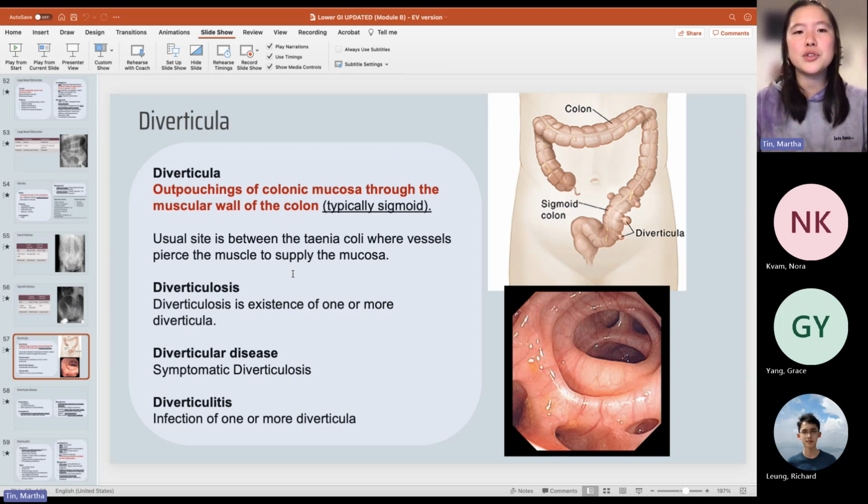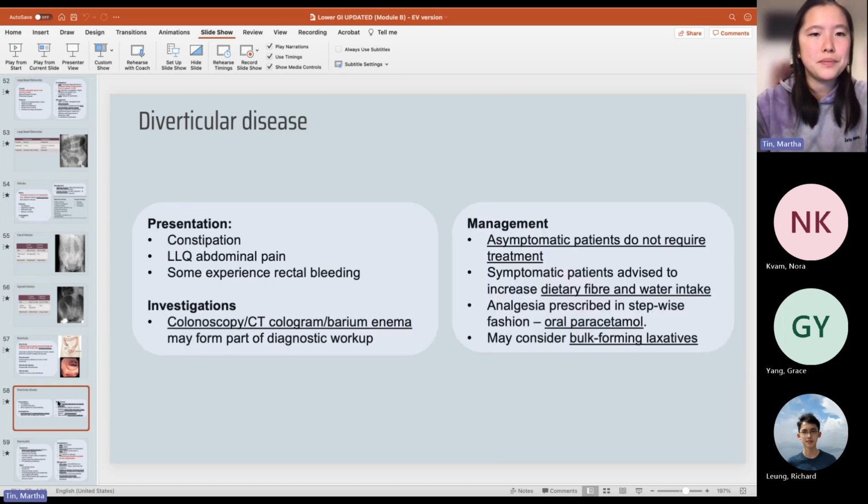So diverticula in themselves are outpouchings of the colonic mucosa through the muscular wall of the colon. And this most commonly affects the sigmoid colon. This often is asymptomatic. And you can have diverticulosis, which is where you have more than one diverticulum. And where this starts becoming quite concerning is when you develop diverticular disease, which is when these actually start to give symptoms. And diverticulitis is when you have infection of these. So really crucial distinctions between each of these things that's useful to bear in mind.